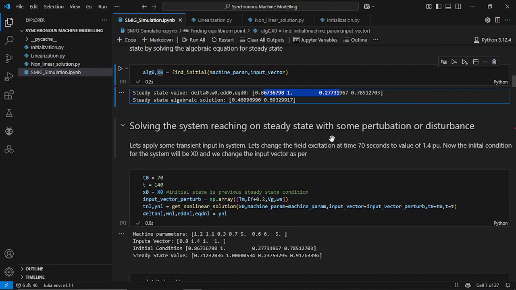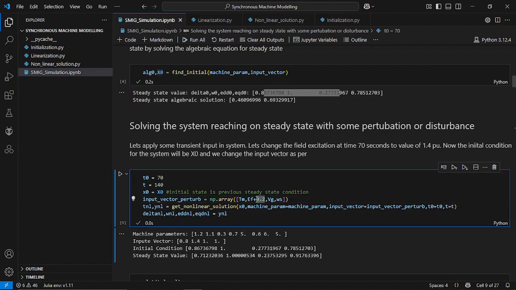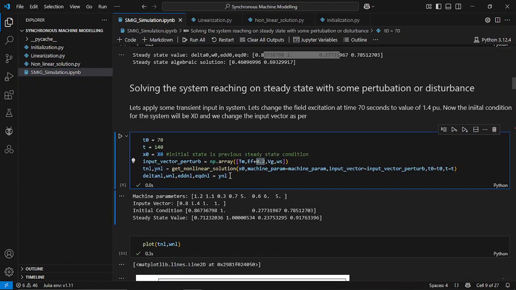Let's say I want to change the field by adding some 0.2 extra. Previously it was 1.2, now I want to add 0.2. The operator wants to increase the excitation at some instant, let's say at 70 seconds. Now if we do that, the initial condition will be the initial steady state condition of the machine.